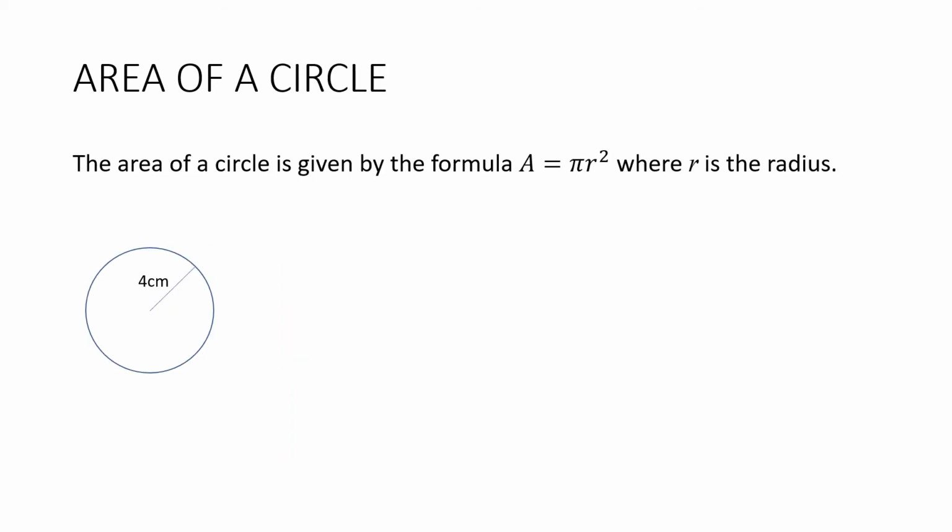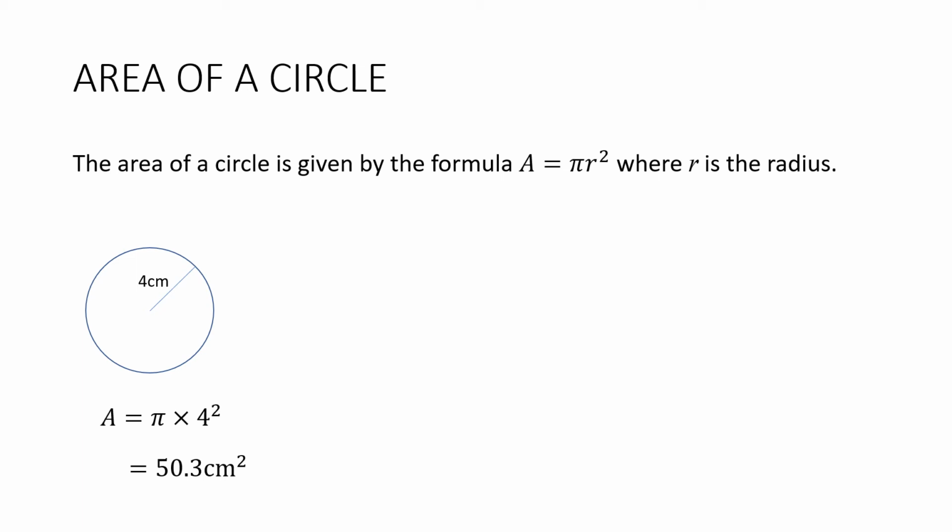Which brings us nicely to the area of a circle. And I'm sure you're familiar with the formula, which is pi r squared. And r is the radius. So if we have a look at this example here, we have a circle with radius 4 centimeters. All I do is substitute the 4 in where the r was. And don't forget that there's a times in between the pi and the r. I have to put it on the calculator. So pi times 4 squared gives me 50.3 centimeters squared.